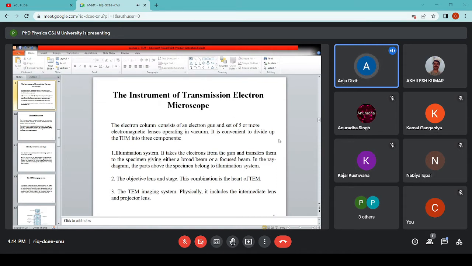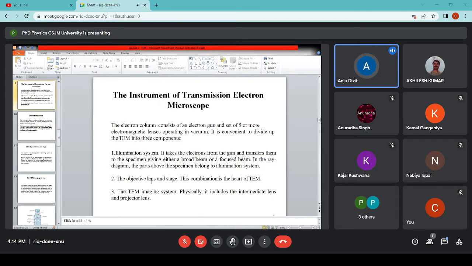So it is convenient to divide up the TEM into 3 components. First is the illumination system. It takes the electrons from the gun, it means from the source, and transfers them to the specimen, giving either a broad beam or a focused beam. In the ray diagram, the parts above the specimen belong to the illumination system. I will show you the diagram in further slides.